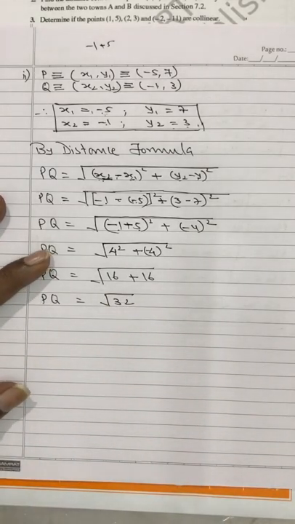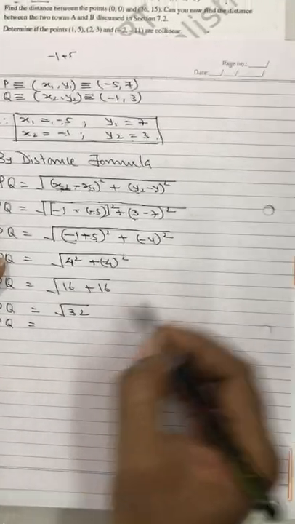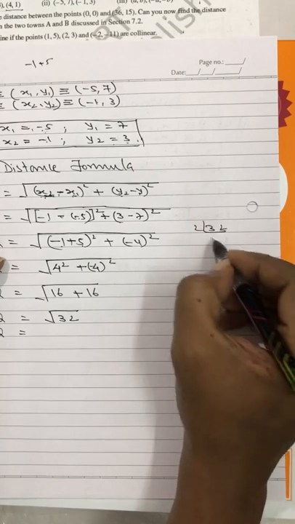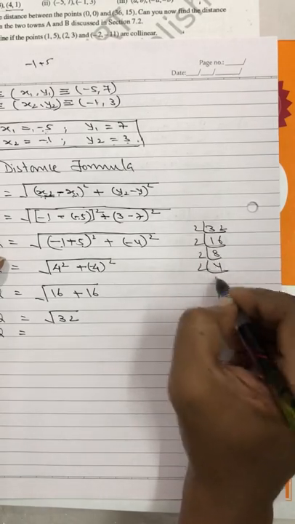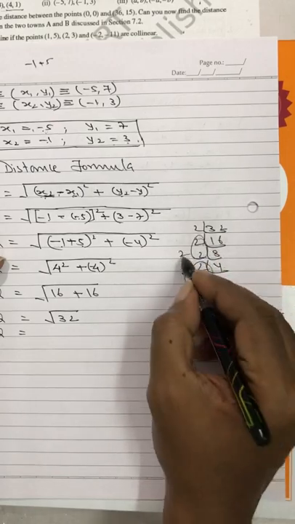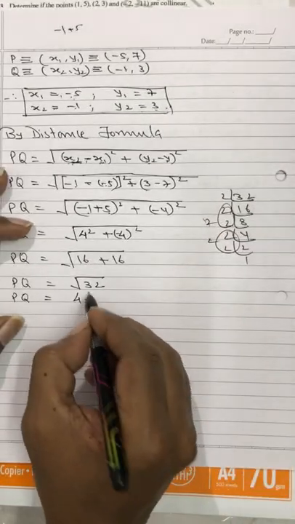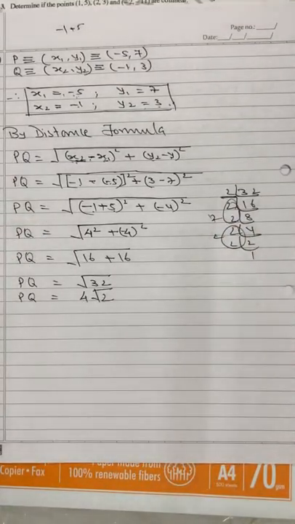Here also you can do the same thing. Otherwise, if you go to simplify and write, you will get this as 2 16, 2 8, 2 4, 2 2, 2 1. This will become 1 and go out, this will become 1 and go out. So outside will be 4, inside what will stay is this root 2. This will be the value of PQ is equal to 4 root 2. Okay, my dear students, so this is how it is going.